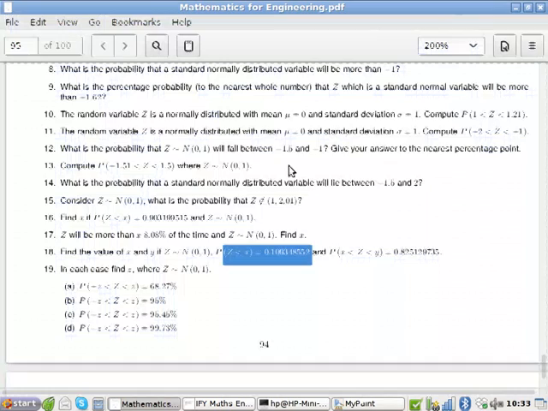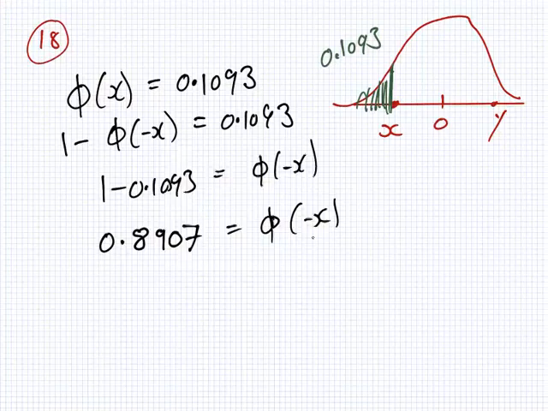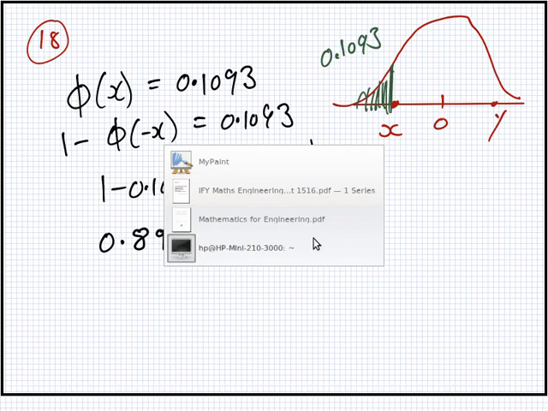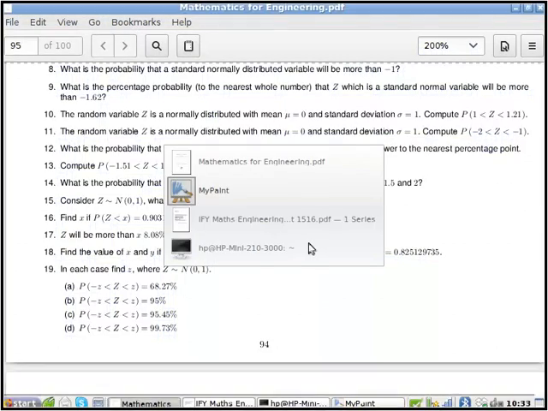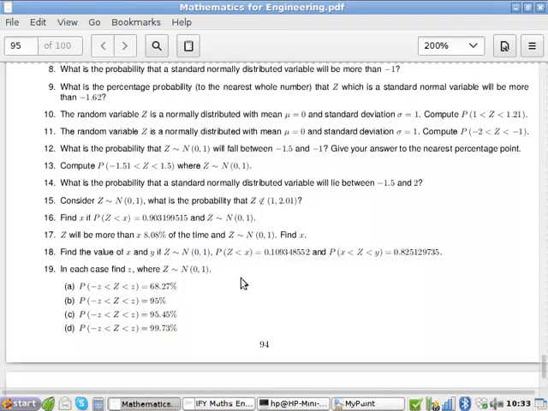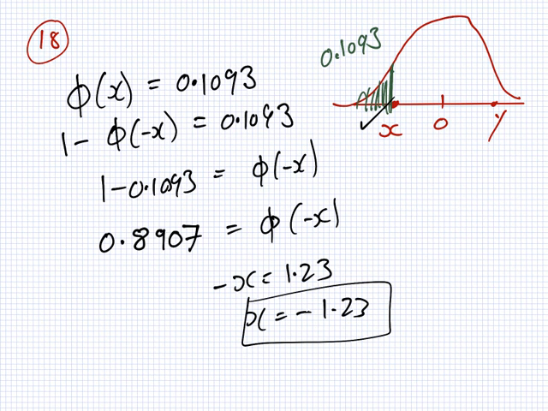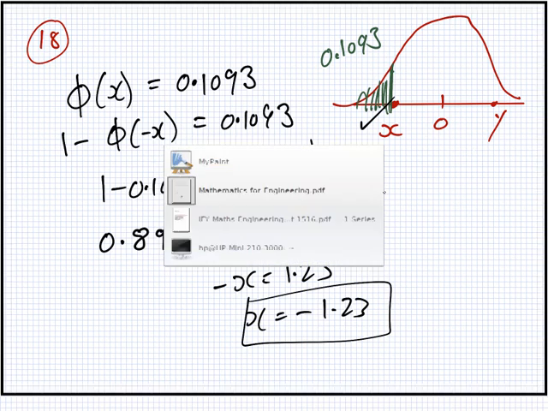So that means if I go to my table, what did I write down? 0.8907. 0.8907 is 1.23. So that means minus x equals 1.23. So x equals minus 1.23, which is good. That gives me the x now. Now let's get the y.